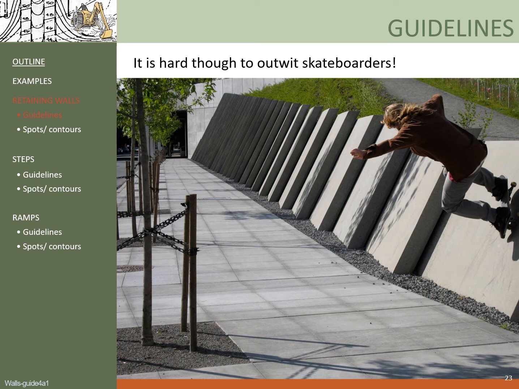And those are not just considerations for short vertical retaining walls. In this example of the renowned Olympic Sculpture Park in Seattle, the designers probably also overlooked this issue when they designed the concrete tilted walls. Seems to be a really fun feature for skateboarders here. Okay.